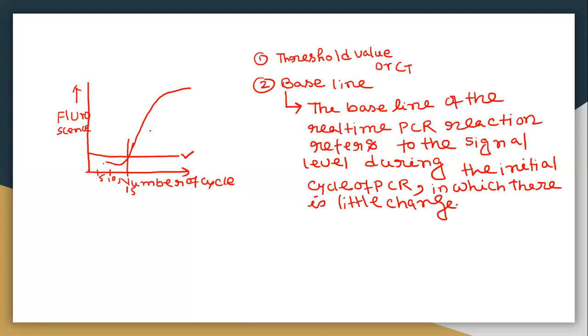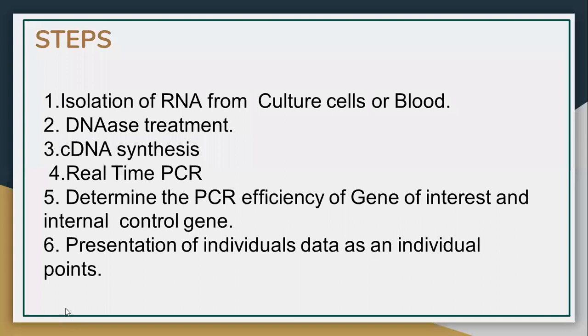Above the baseline is the threshold value. The threshold value of real-time PCR is the level of signal that reflects a statistically significant increase over the calculated baseline. So above the baseline value is the threshold, and CT, the threshold cycle, is 15 here. Now we will see how to calculate the data from real-time PCR.